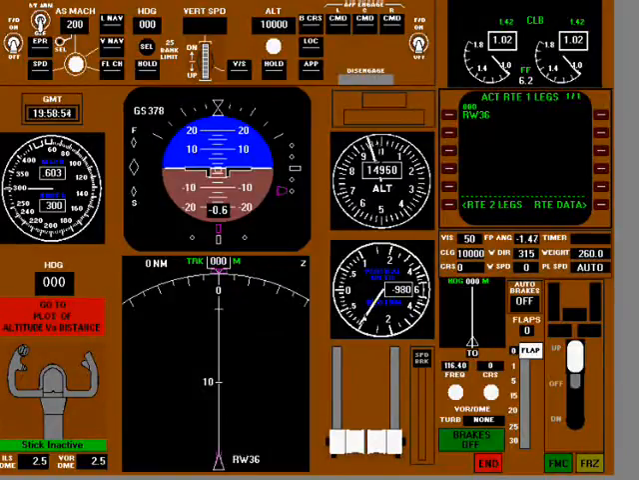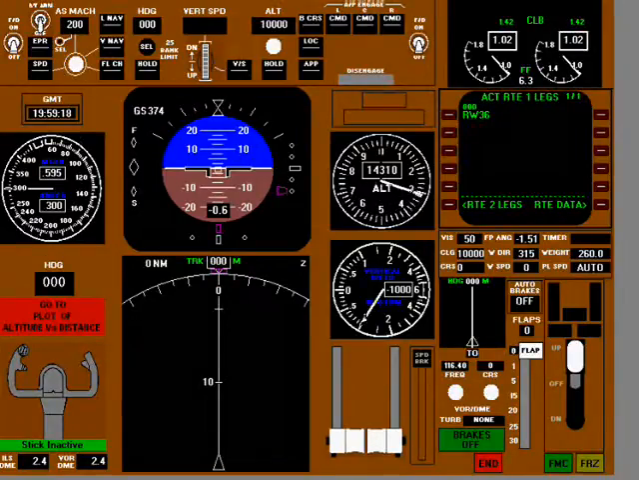Notice we have just made a change in pitch and power together, and the airspeed remains at 300 knots and the vertical speed has stabilized at 1,000 feet a minute. Notice that at this new pitch and power setting, the airspeed remains at 300 knots and the vertical speed at 1,000 feet a minute.